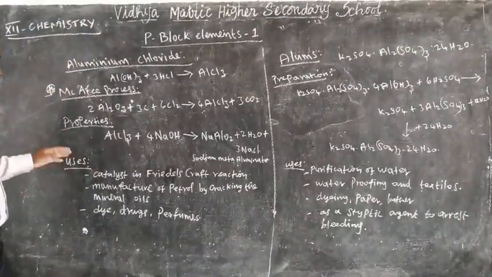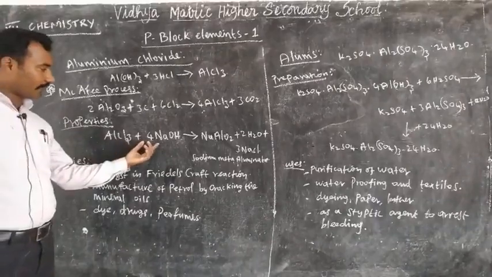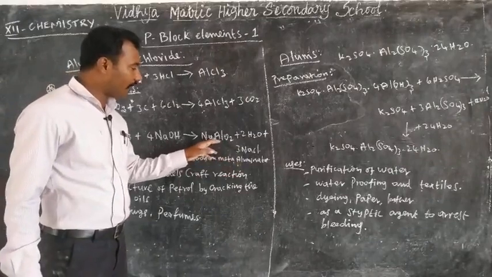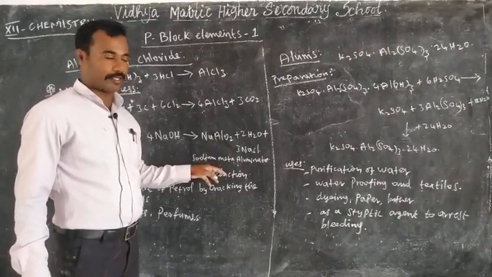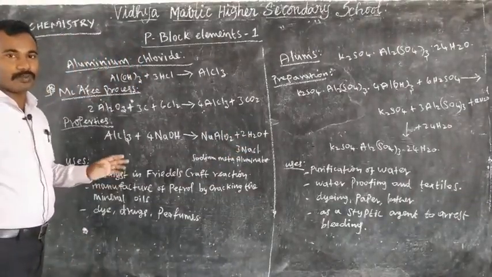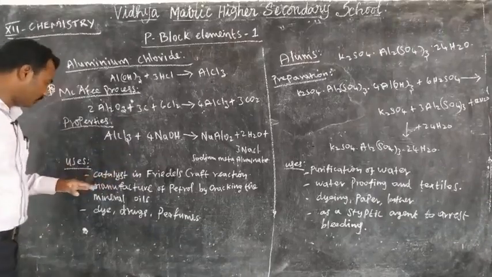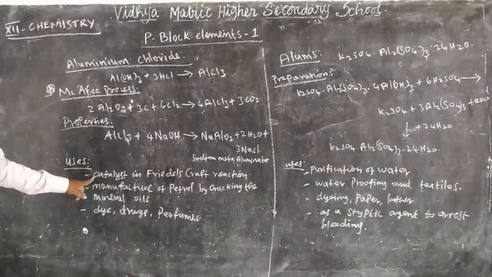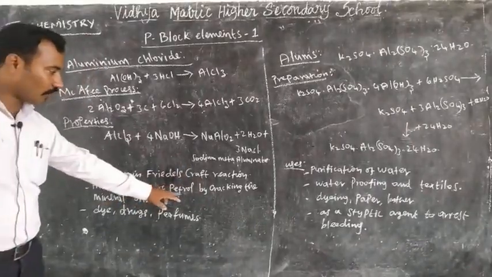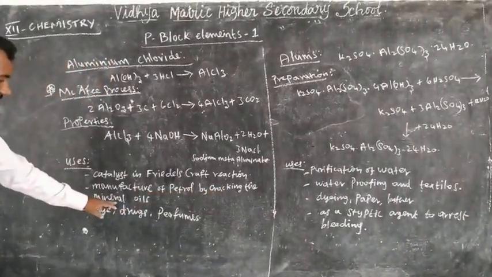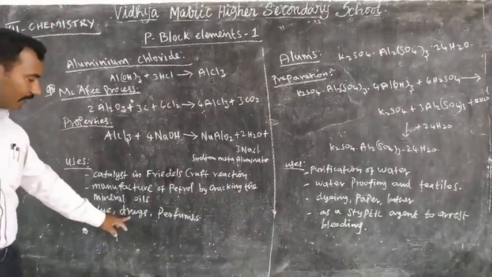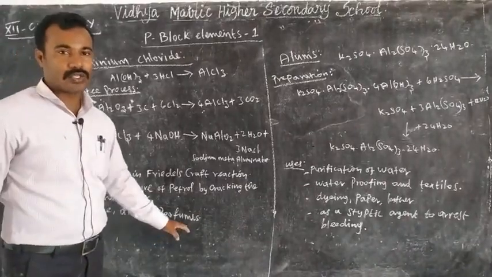McAfee process. Properties of aluminum chloride: it reacts with the base, sodium hydroxide, to form sodium meta-aluminate, NaAlO2, then water molecules and sodium chloride. Listen, balancing the equations is very important, both left and right you have to balance correctly. Then uses of aluminum chloride: it is a catalyst in Friedel-Crafts reactions, manufacture of petrol by cracking mineral oil, then manufacture of dyes, drugs and perfumes. This is the uses of aluminum chloride.